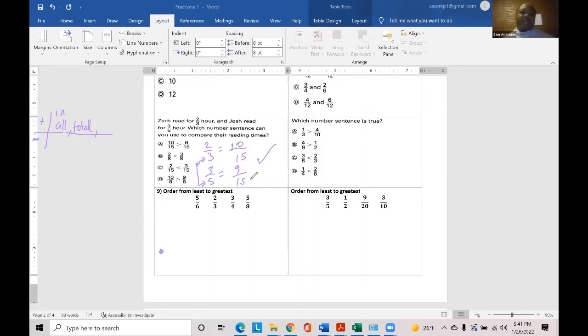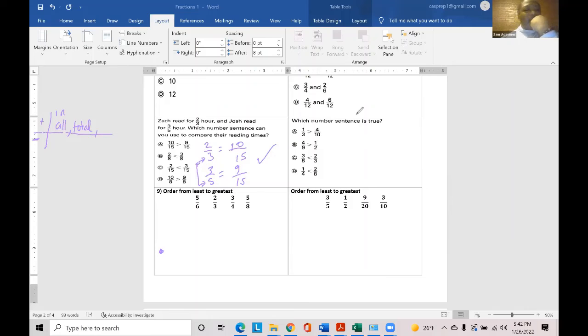So ordering from least to greatest, number 9. Ms. Elmo, you want to take this one on? Which one? Number 9. Order from least to greatest. That one I don't really understand.